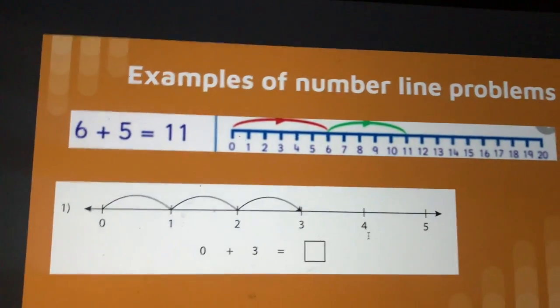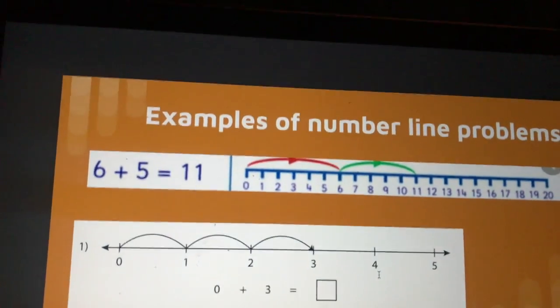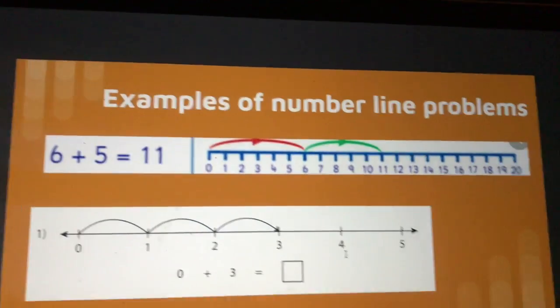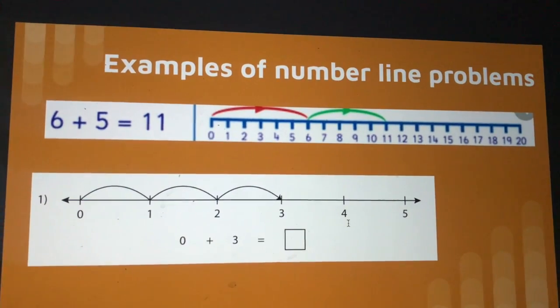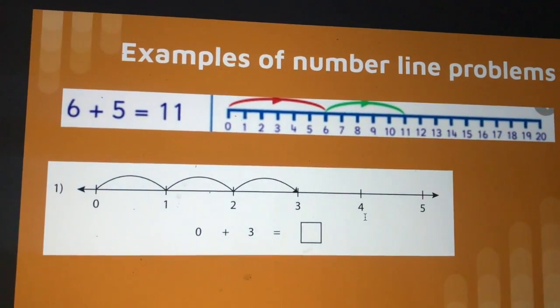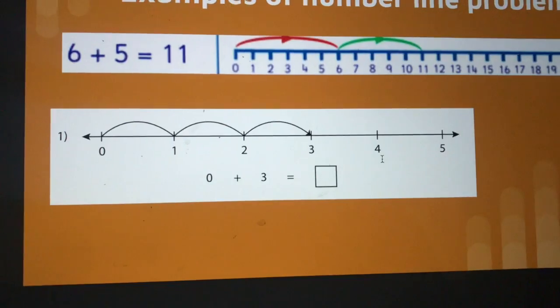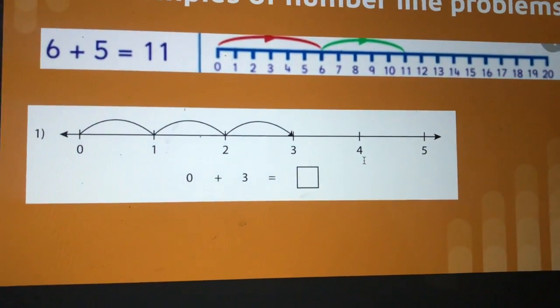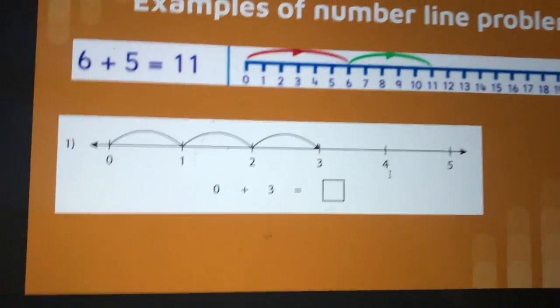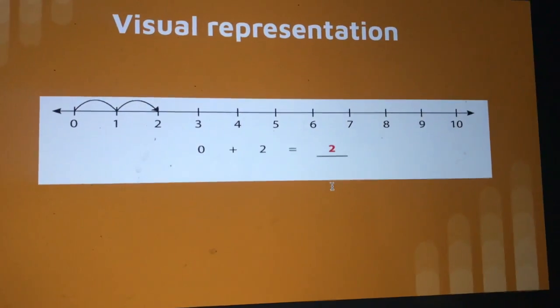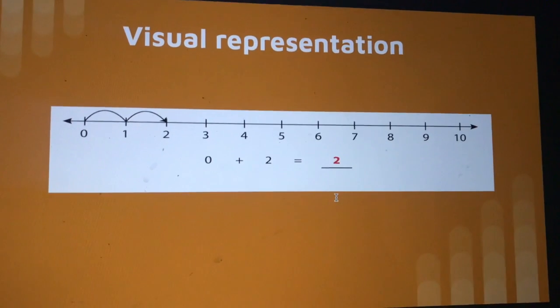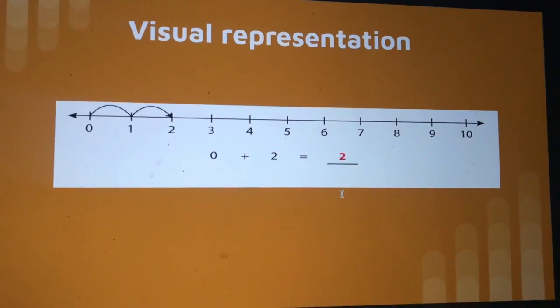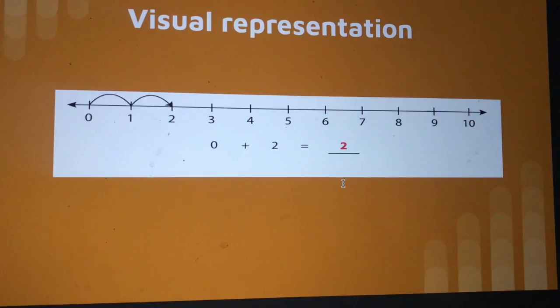These are some examples of number line problems. So we have 6 plus 5 equals 11. On the top we see the red line hops over to 6 and the green line hops over 5, so that adds up to be 11. And then there's an equation on the bottom that's not answered, but it hops over from 0 to 3, so it's 1 plus 1 plus 1, which equals 3. And then a visual representation hopping over 2, 1 plus 1, 0 plus 2 equals 2.